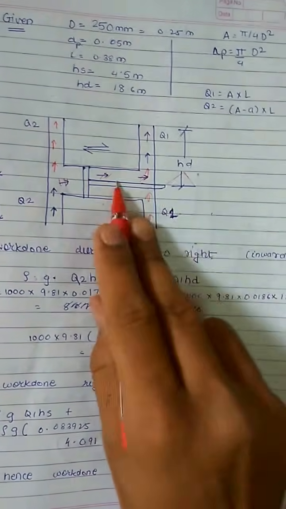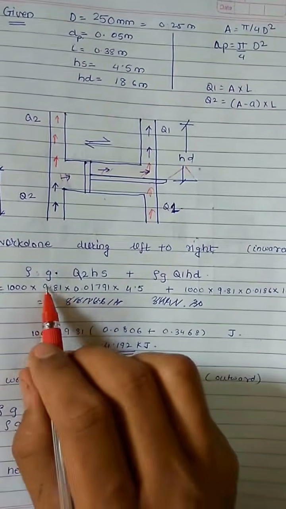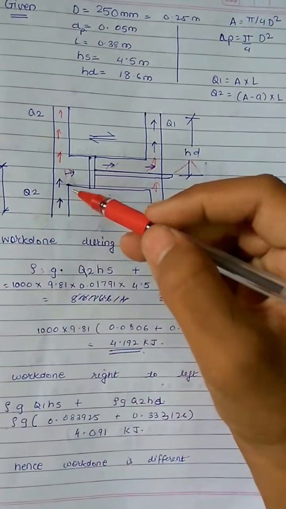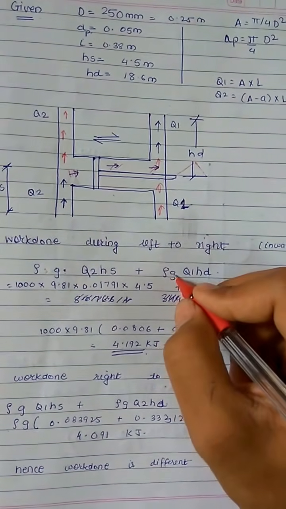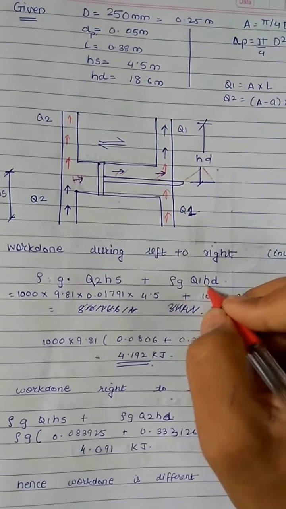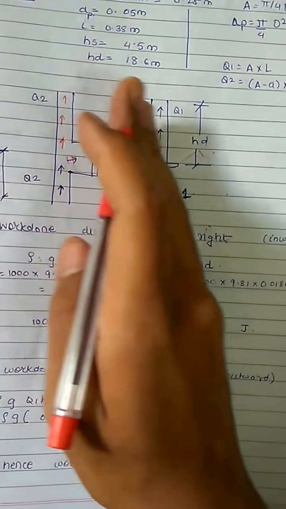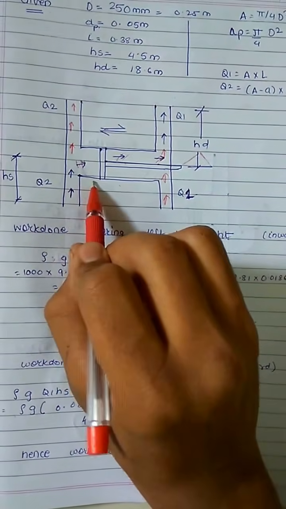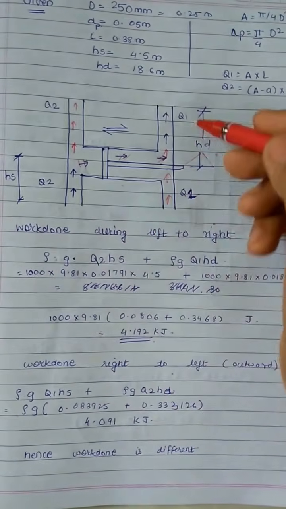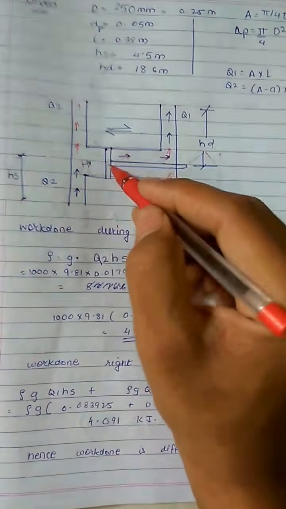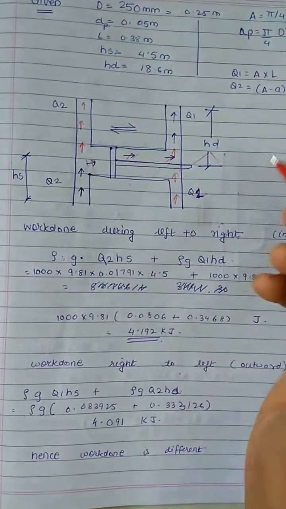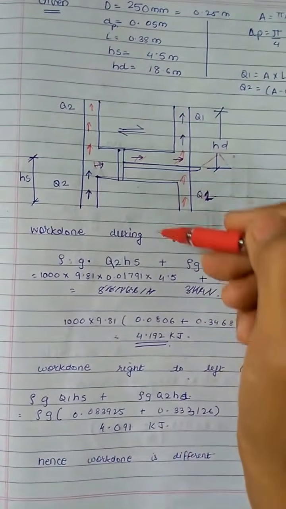So work done during the inward stroke will be rho g Q2 Hs, that is suction and Q2 from this pipe, plus rho g Q1 Hd. When it goes inside, water will be sucked and water will be discharged. Therefore we take Hd and Q1, Q2 and Hs during the inward stroke. During the outward stroke we take the opposite.